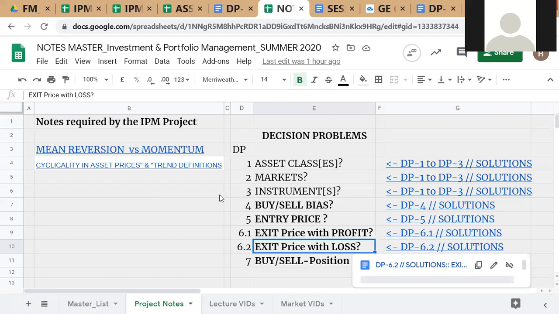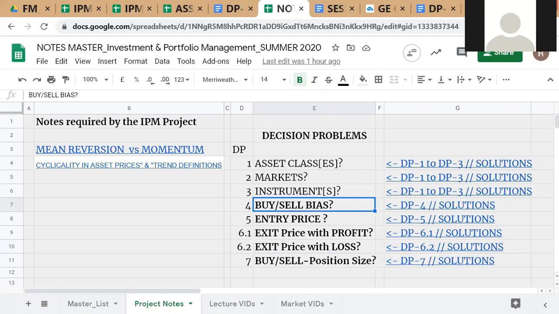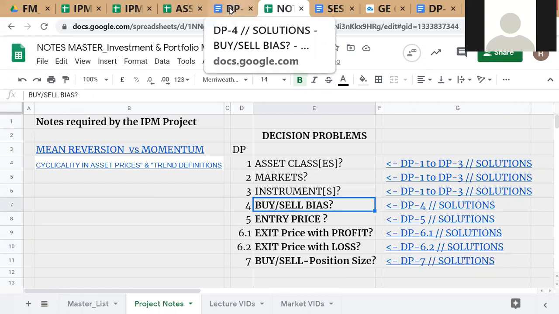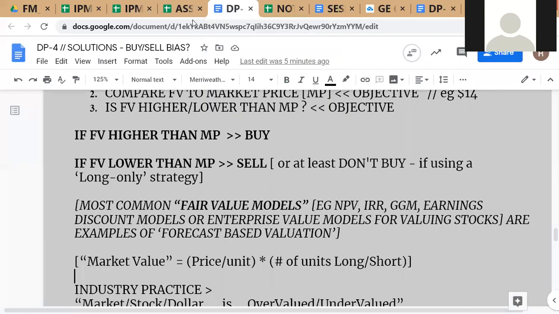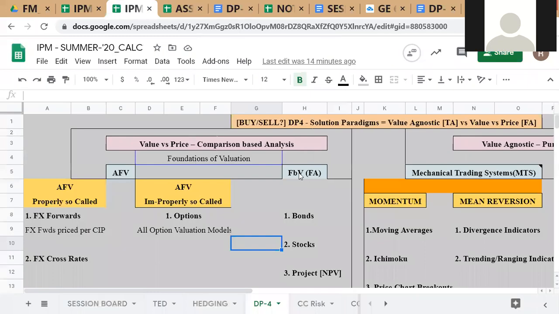Now, coming back to the buy-sell bias. Let's go back to this. So what are we doing? We have discussed it. We started our discussion with a broad differentiation that there are two approaches to solving this. One approach is the value versus price comparison approach, or we'll just call it the value versus price approach, for short.